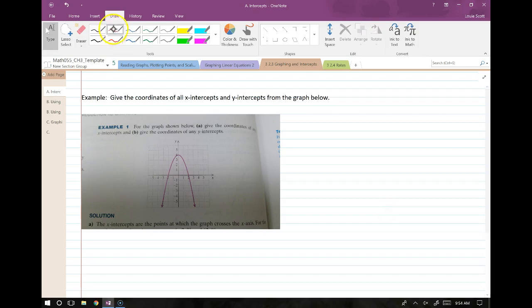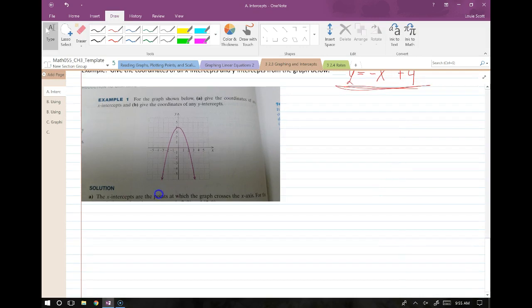So for this example, we're asked to give the coordinates of all the x-intercepts and the y-intercepts from this graph below. We're not going to deal with any graphs that look like this in this class. This is a nonlinear graph because it's not a straight line. And just in case you're wondering, this is the graph of y equals -x² plus 4. That's something that you'll be dealing with in 105 and pre-calculus. But for this class, we only deal with linear ones, except for in this example, of course.